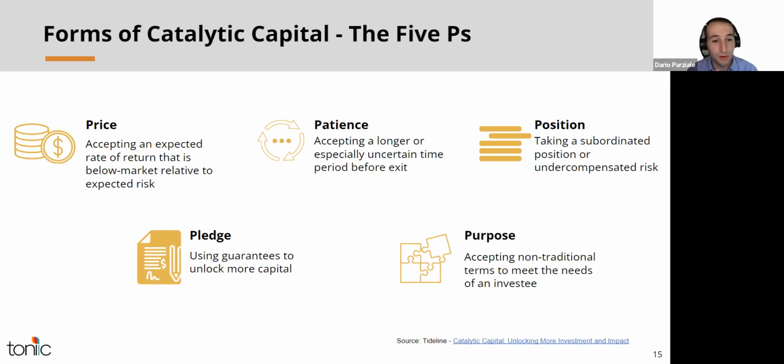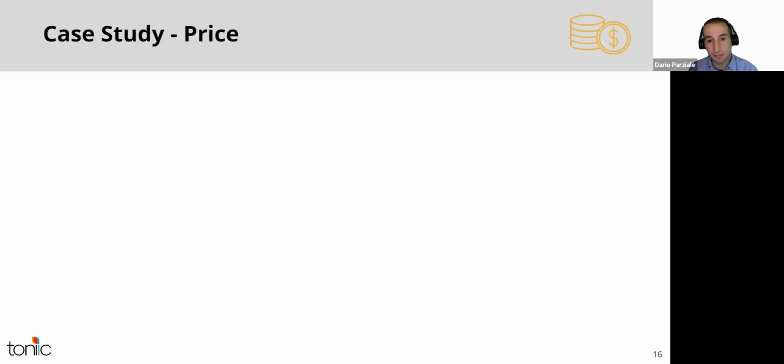These forms often occur at the same time in a deal, so they're not compartmentalized categories that exclude each other, but there are other features that you can encounter in the same transaction. So I will go on and present 2 case studies for each of these forms, starting with price, accepting an expected rate of return that is below market relative to the expected risk.